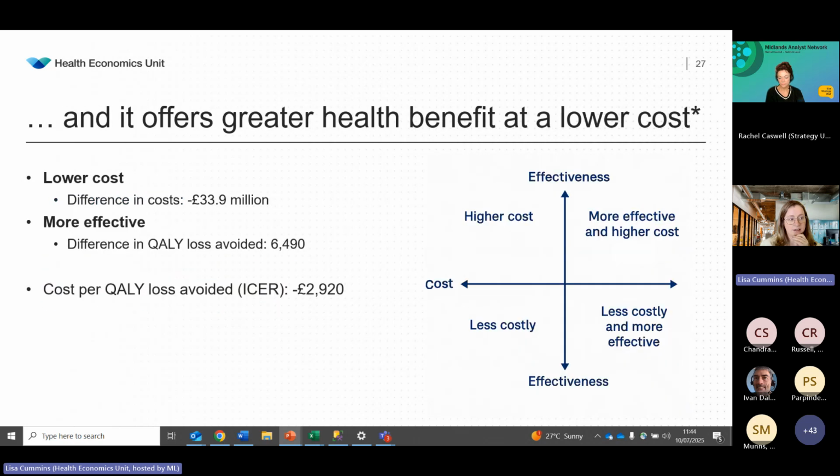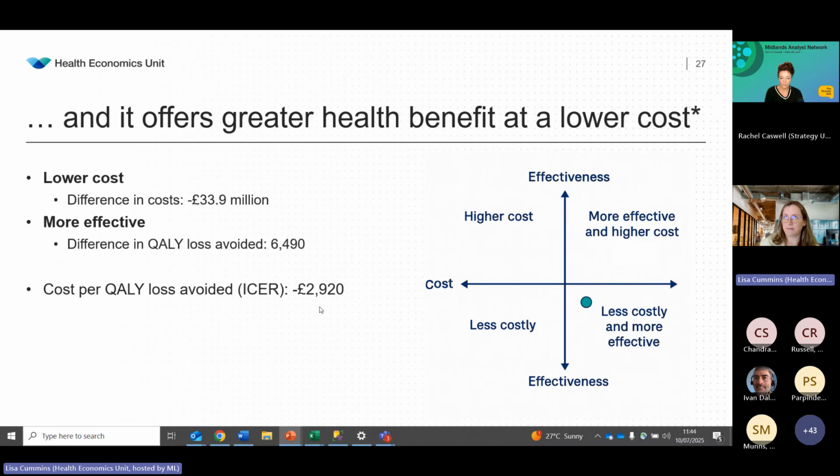As well, it offers greater health benefit at a lower cost. The difference in costs between scenario one and scenario two was almost 34 million, and the difference in quality loss avoided was almost 6,500 quality adjusted life years. This gave us a cost per quality loss avoided of negative almost £3,000. So the intervention is less costly and more effective, and it makes sense from an economic perspective to invest, I suppose.